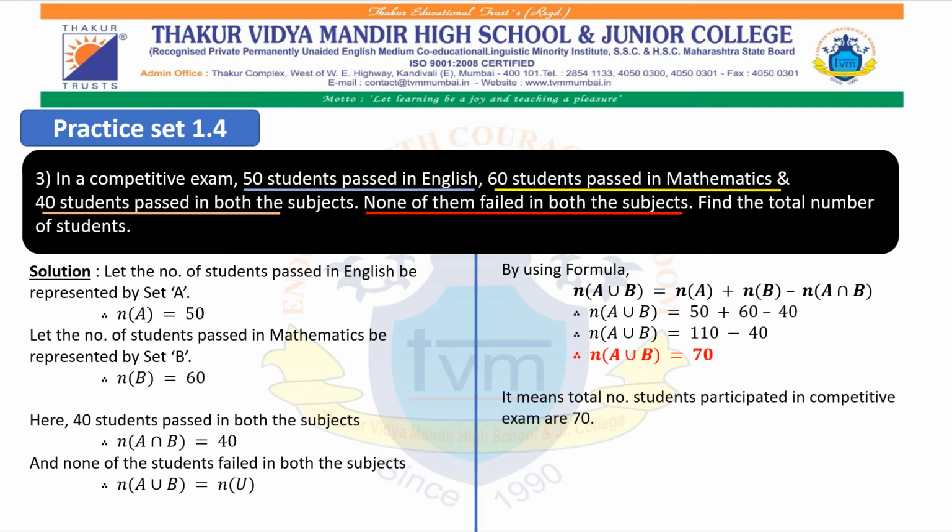What it means? It means that number of students participated in competitive exam are 70. What we were supposed to find out. Final answer we will write the total number of students is 70.